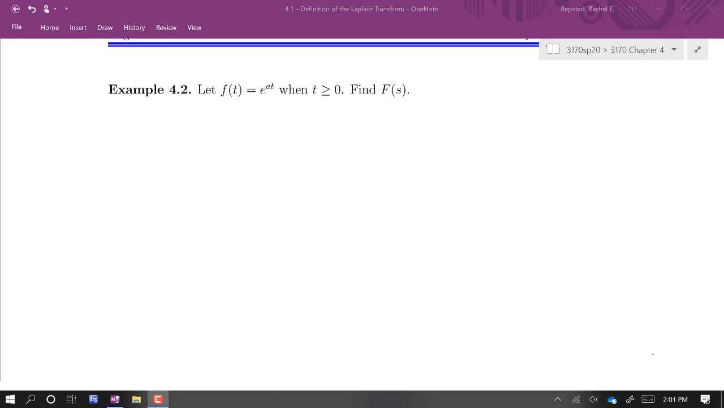All right, let's find another transform. This time we're going to start with the function e to the at, and we're going to find its Laplace transform. So this function, big F of s, is the Laplace transform of e to the at. And again, this is where we assume that a is some constant.